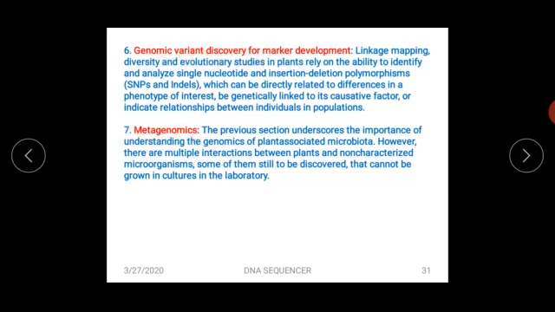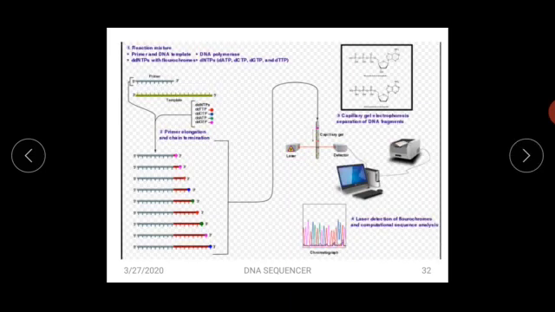Lastly, the DNA sequence of microorganisms is also very important to understand their genomic data. The microbiota of plants, or microorganisms normally in the environment, can be understood well if their DNA sequence can be read by a DNA sequencer, because some organisms can be discovered and grown in cultures in the laboratory. So this is a very important method.